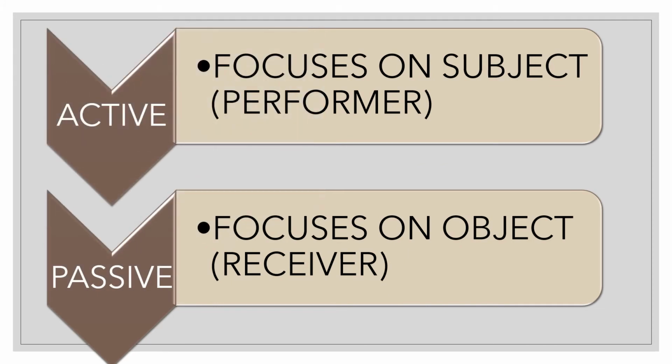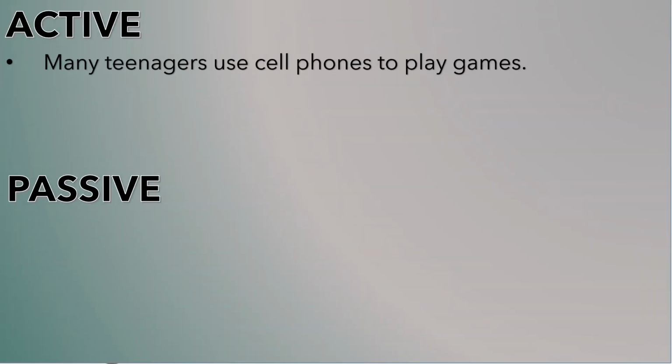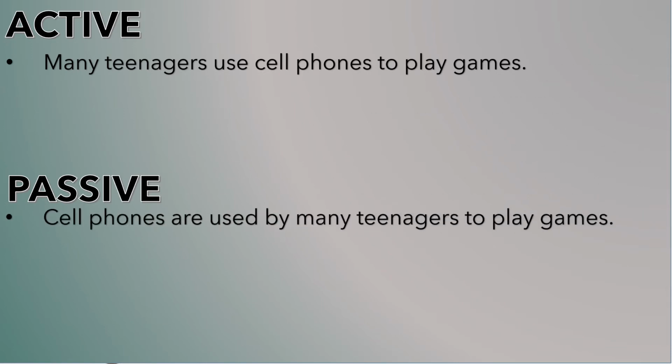We are still reviewing active and passive. Active focuses on the subject. Passive focuses on the receiver. Now, here we have some examples of active and passive. Many teenagers use cell phones to play games. We have use, which is a transitive verb.